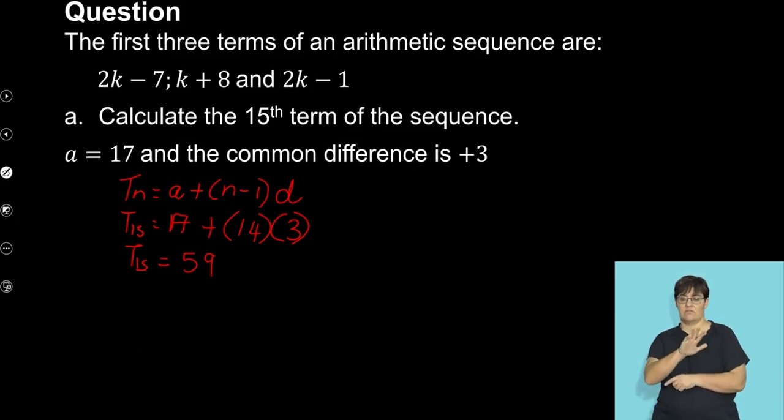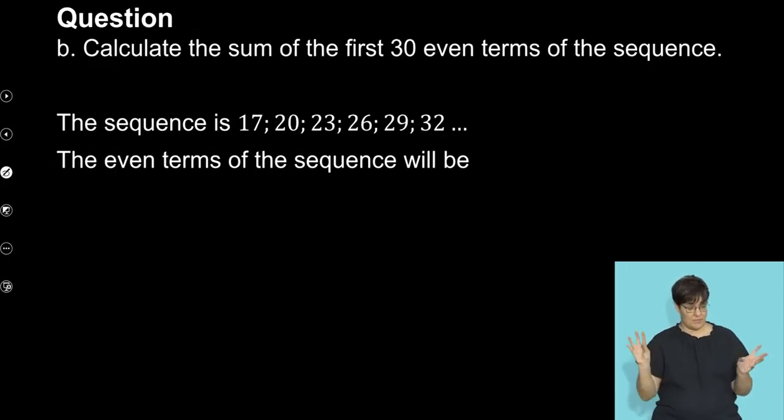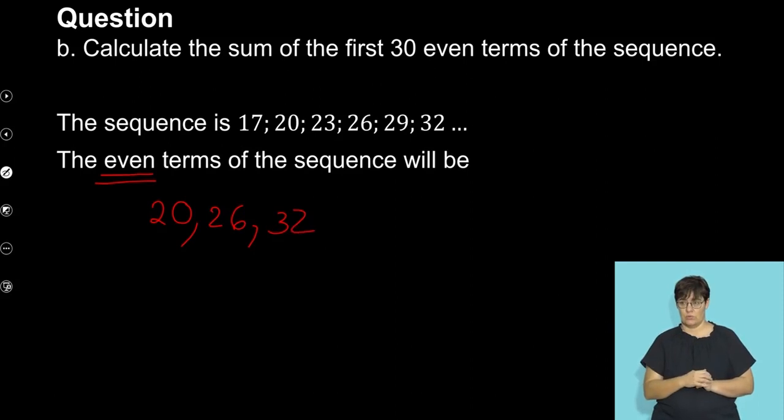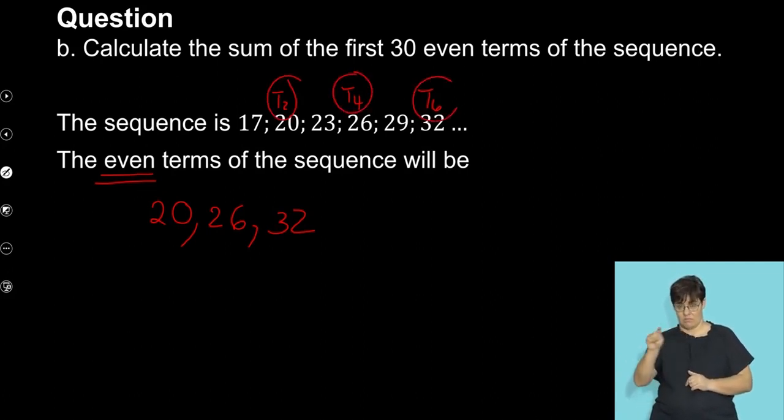Great. And then the last question, everyone, is to determine the sum of the first 30 even terms of this sequence. The sequence goes 17, 20, 23, 26. But I've been asked for the sum of the first few even terms. The even terms of the sequence are 20, 26, and 32, because this is term 2, term 4, and term 6. These are the even terms of the sequence.